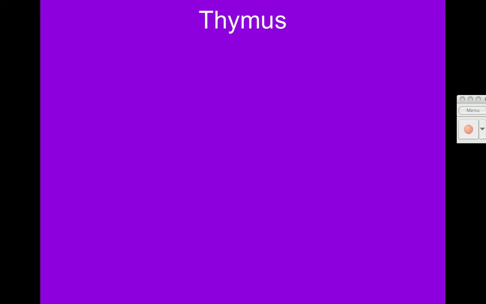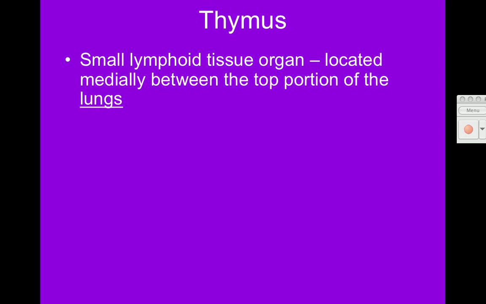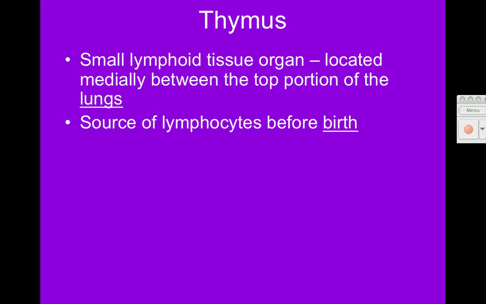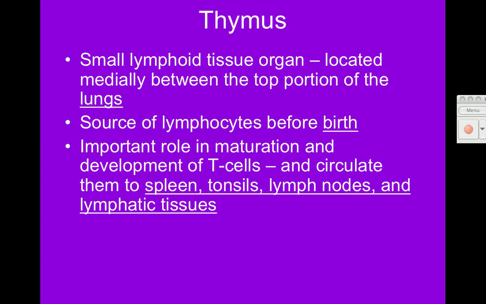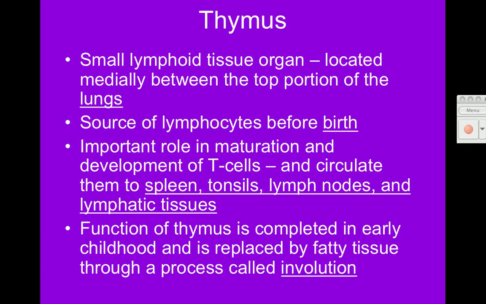The thymus. Now we talked about the thymus in the endocrine system, but this also has some lymphoid function as well. It is made of lymphoid tissue and it's located medially, so down the middle line of the body between the upper portion of the lungs. This is where we get our lymphocytes before we are born. They also play a very important role in the maturation of our T cells. What happens is they mature there and then they circulate to places like the spleen, the tonsils, the lymph nodes, and other lymphatic tissues.